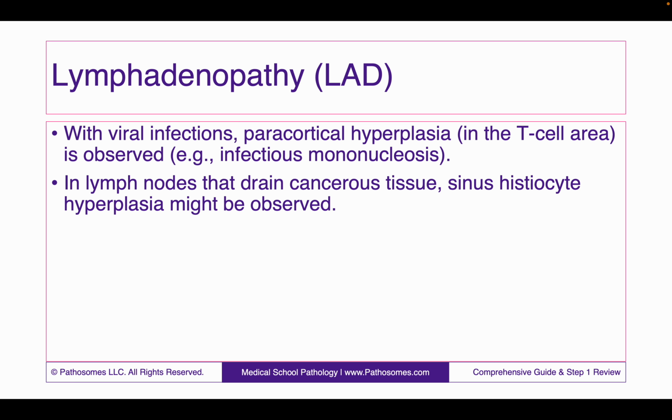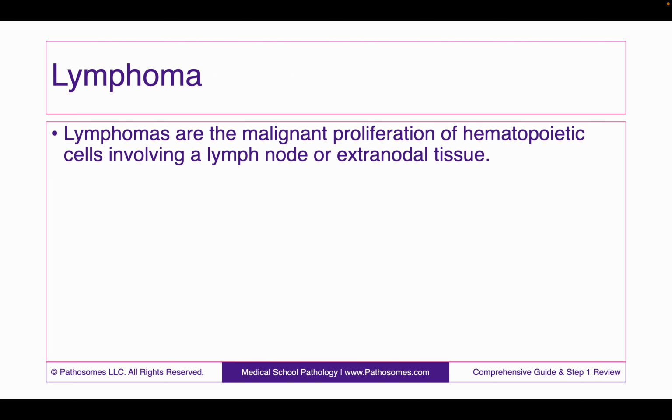In regards to lymphadenopathy, in lymph nodes that drain cancerous tissue, sinus histiocyte hyperplasia might be observed. Lymphomas are the malignant proliferation of hematopoietic cells involving a lymph node or extranodal tissue, such as MALT in the gut or the spleen.